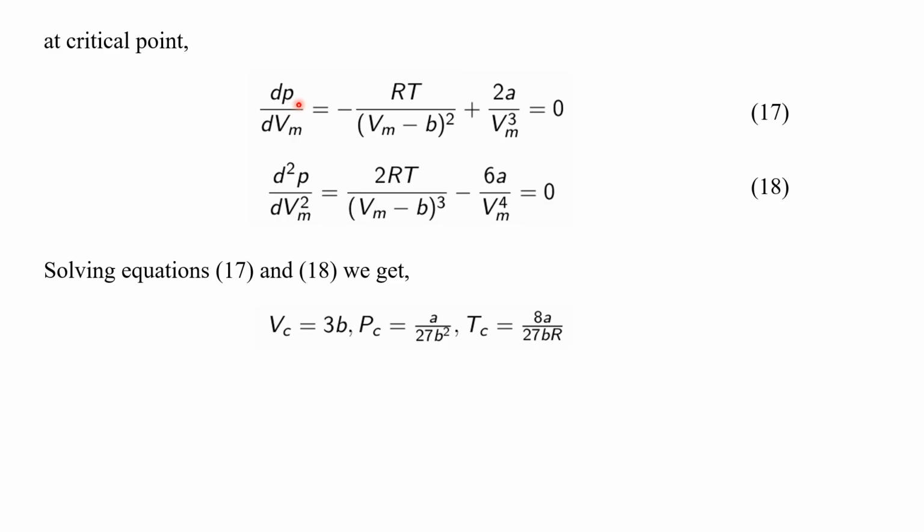If we do this, we get dP by dVm equal to this value, and d2P by dVm2 equal to 0. If we solve equations 17 and 18, we get Vc equals 3B. So the critical volume is 3 times the volume correction factor B. Pc is A by 27B square and Tc is 8A by 27BR. This is how we get the values of Pc, Vc and Tc.